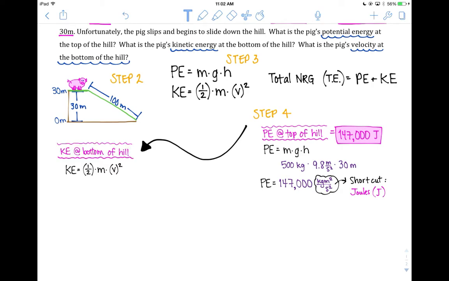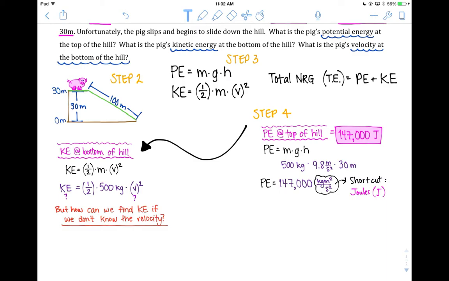So we have our kinetic energy equation. If we plug in what we know, we know the mass, but we don't know the velocity. How can we find the kinetic energy if we don't know the velocity? We just have too many unknowns. So we can use this other equation to help us out.